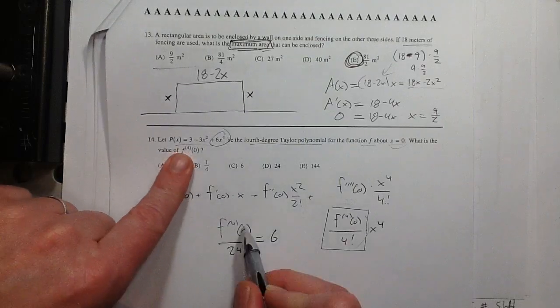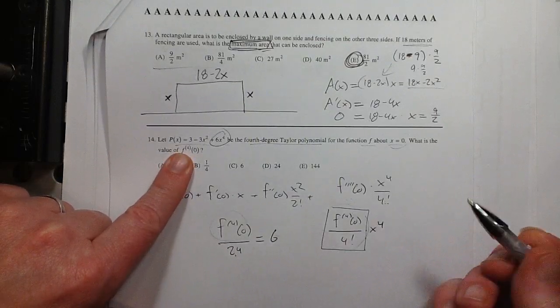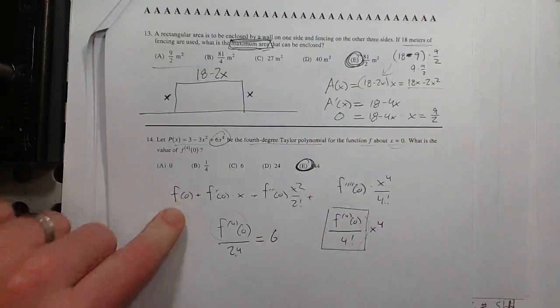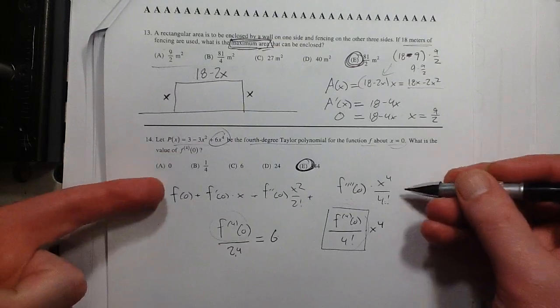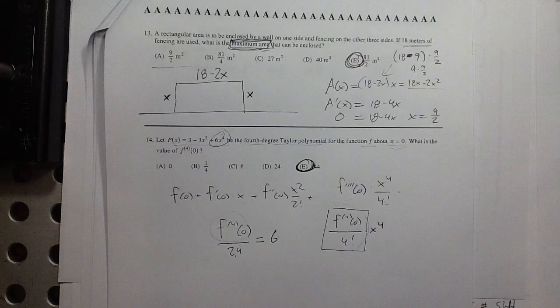So what's the 4th derivative equal to? Well, I guess it's 6 times 24, which is E. So that's about knowing this recipe, just understanding that you need to set that equal to that.